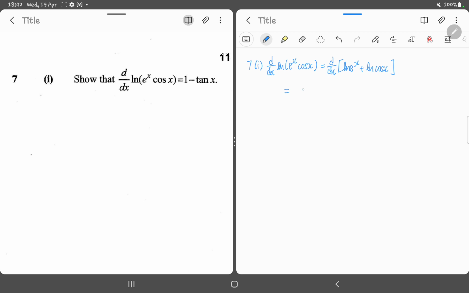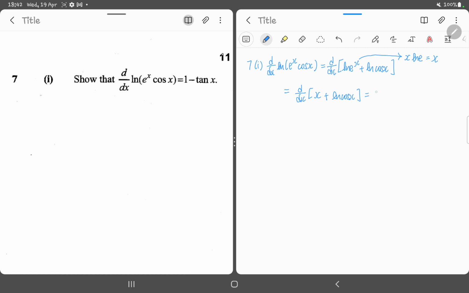So this will be d/dx of x, because for ln e^x, using the power law, we can bring down the x. Over here we haven't differentiated yet. So ln e^x, we can bring down the x because of the power law, and x ln e is equal to x, because ln e itself is 1, and then plus ln cos x. Now we can differentiate this and it's much easier.